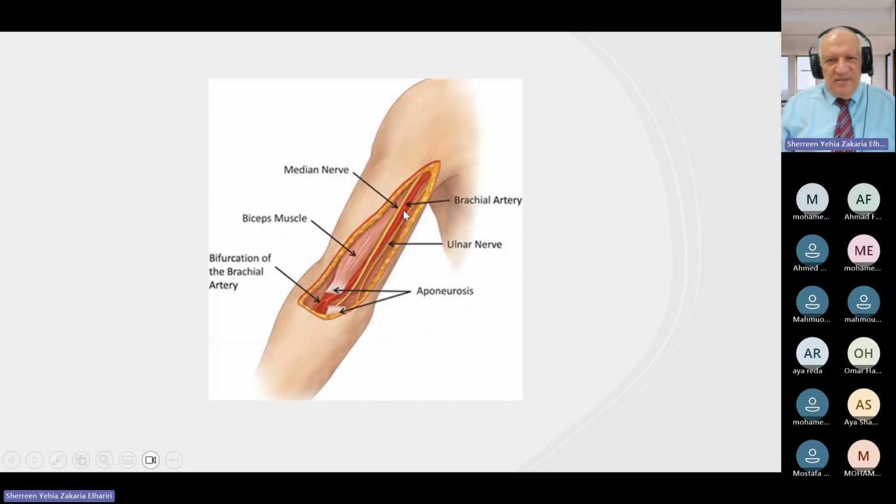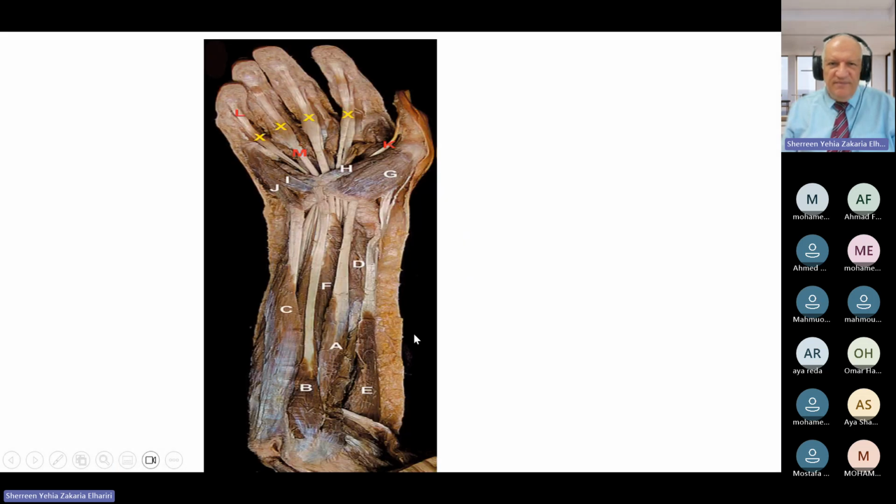You can see the median nerve starts laterally, then goes over the brachial artery, then becomes medial. But the ulnar nerve all the way is on the medial side of the artery. So the ulnar nerve is medial all over the course, while the median nerve is lateral, then over, then medial. And in the cubital fossa, the ulnar nerve disappears because it is behind the medial epicondyle.